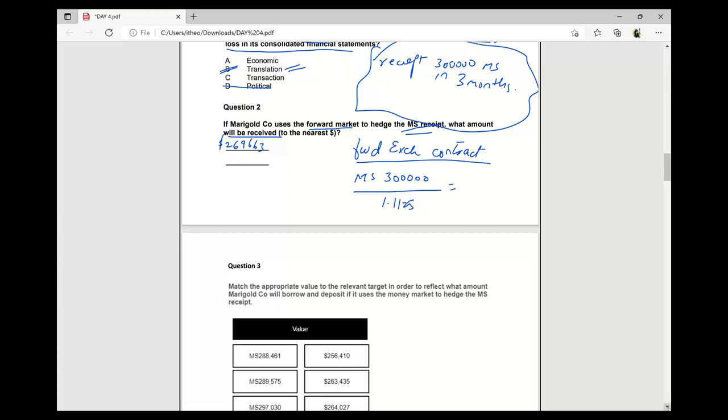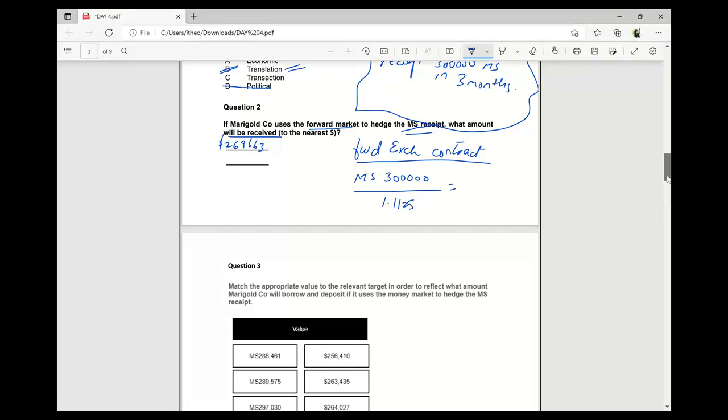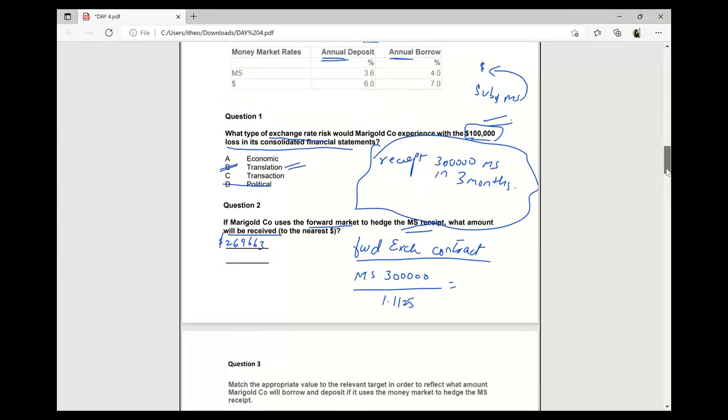The third requirement is to match the appropriate value to the relevant target in order to reflect what amount Marigold would borrow and deposit if it uses the money market to hedge. In short, the question is asking money market hedging.